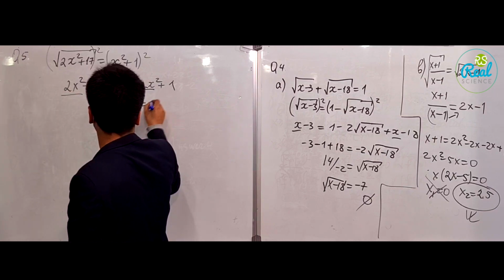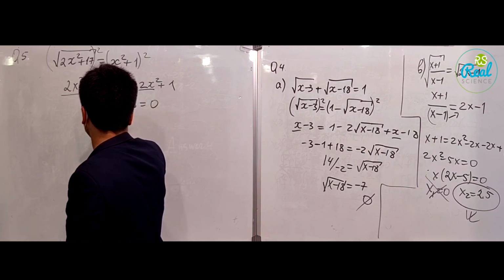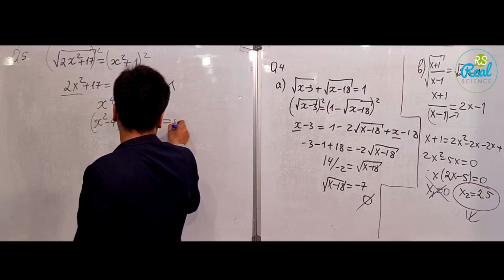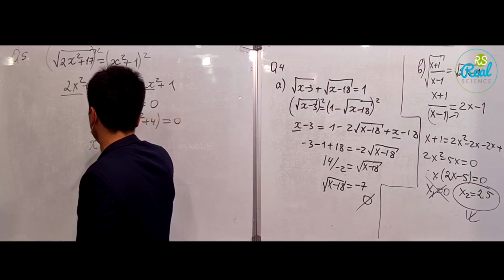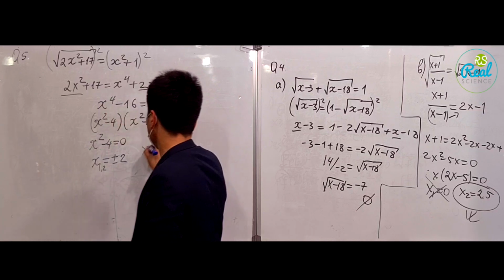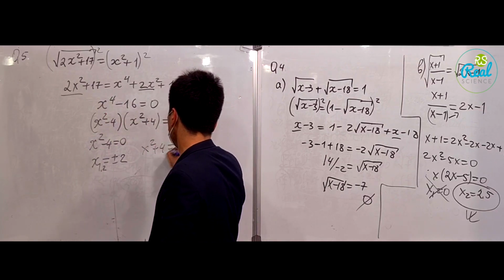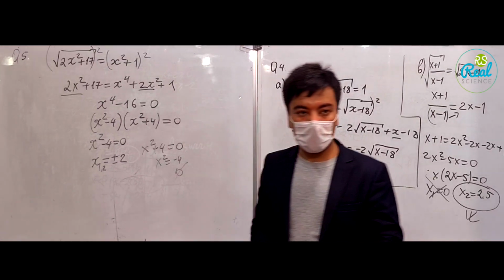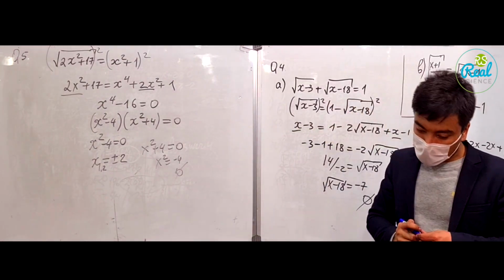They're the same. X squared minus 4, x squared plus 4. X squared minus 4 equals 2. X is positive or negative 2. But x squared plus 4 equals 0. There is no answer. So, this is the answer.